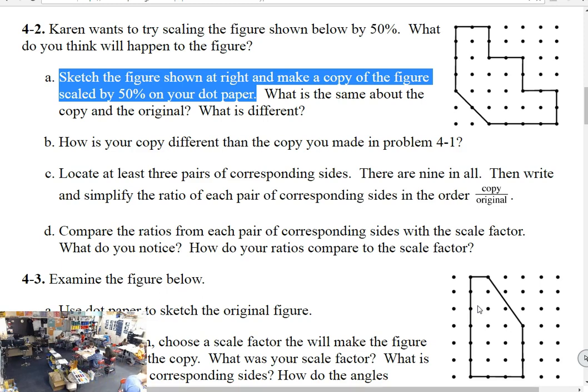Where's your original? That would be the new one, but where's the original? You gotta draw the original one. Sketch the figure shown at the right and make a copy. Terrible reading.